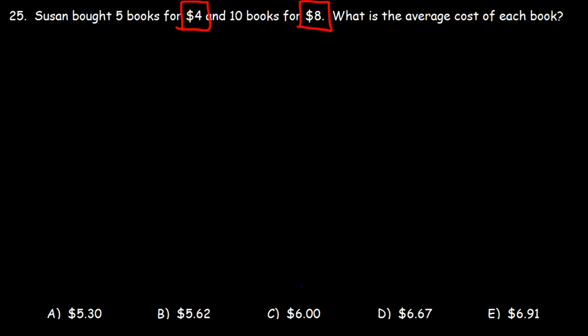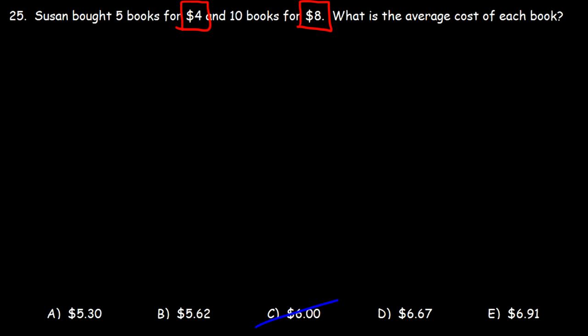Now it's not going to be $6 because the number of books is not the same. If it were the same, then the average price would be $6, but it's not. Notice that she bought more books at the higher price than at the lower price. So therefore, the average is going to be somewhere between 6 and 8. So it's closer to 8 than it is to 4 because she bought more books at 8.